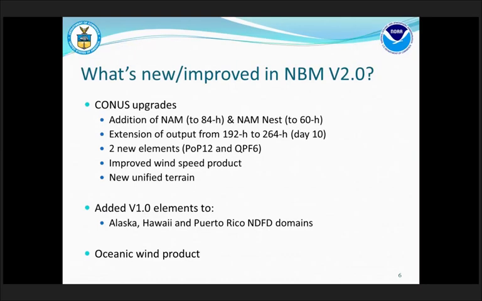In version 2, what have we changed? We've added the NAM and the NAM nest for the CONUS blend. We've extended the output from day 7 to day 10. We've added 2 new elements that Tom will be talking about a little bit later. There were some issues that were identified in the wind speed product in version 1.0. It was running a little high. That's been calibrated and improved in version 2.0. And this is also the version that introduces the new unified terrain. In addition, we've taken what was built for the CONUS and expanded it so that it now covers the Alaska, Hawaii, and Puerto Rico NDFD domains. And we've also added this oceanic wind product that Dave Rudak will speak to in a moment.